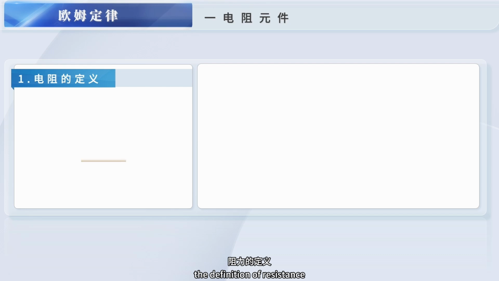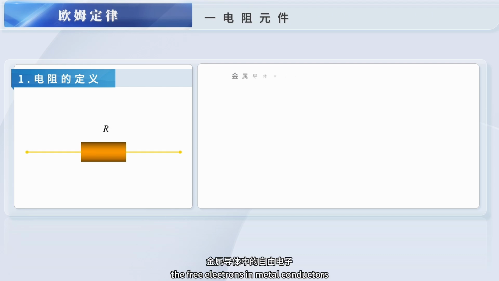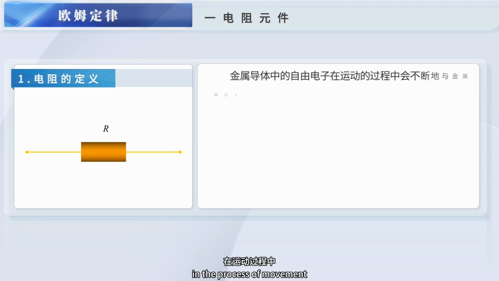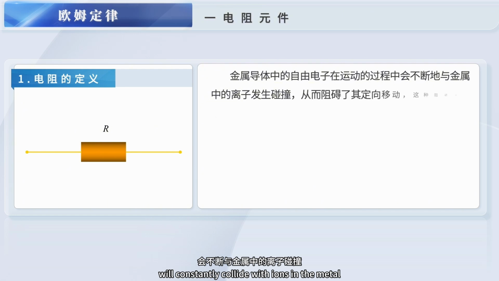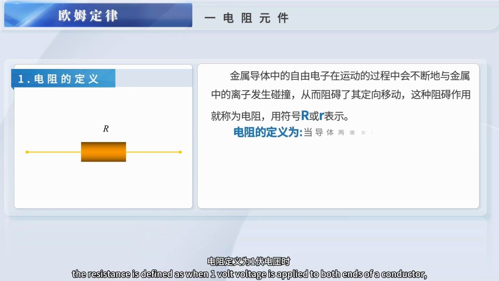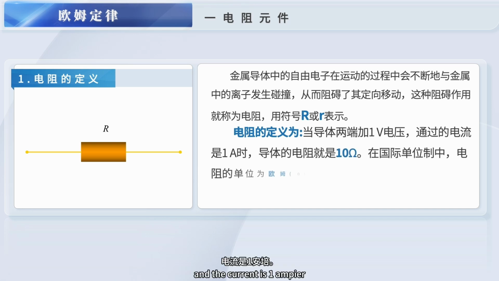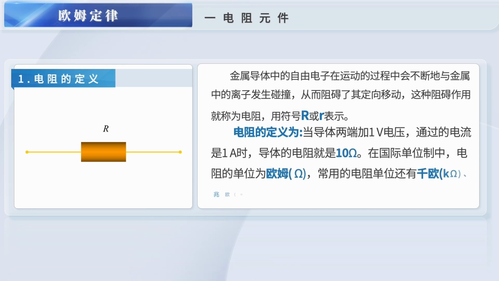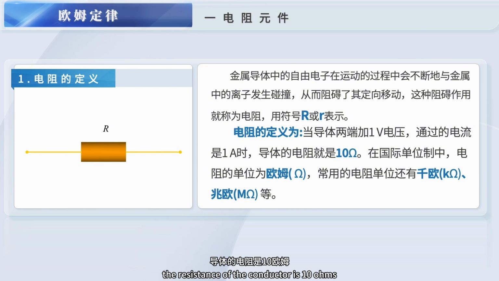The definition of resistance: the free electrons in metal conductors, in the process of movement, will constantly collide with ions in the metal, which hinders their directional movement. This hindrance is called resistance. It is represented by the symbol R. Resistance is defined as follows: when 1 volt of voltage is applied to both ends of a conductor, and the current is 1 ampere, the resistance of the conductor is 1 ohm.